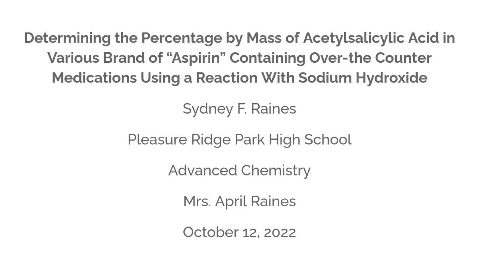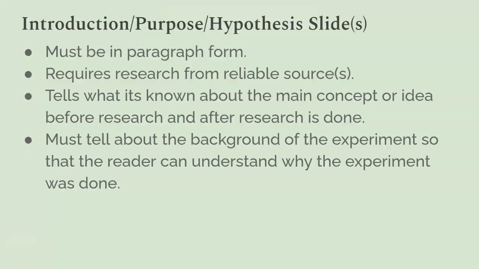Sydney F. Rains is the person who is writing this. She is a student at Pleasant Ridge Park High School in advanced chemistry class with Mrs. April Rains, and she is doing this on October 12th, 2022. So you can see you have to have your title, you have to have your name, school, class, teacher, and then the date that it's due. So that's the title slide. Title slides are pretty simple. You already know how to do a title, but you need to make sure that you have all of the information here.